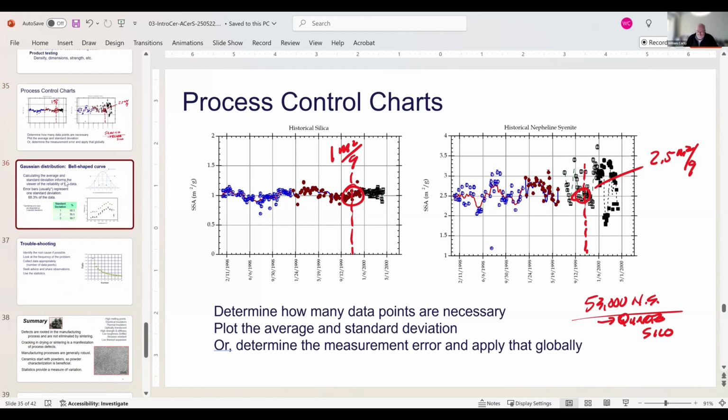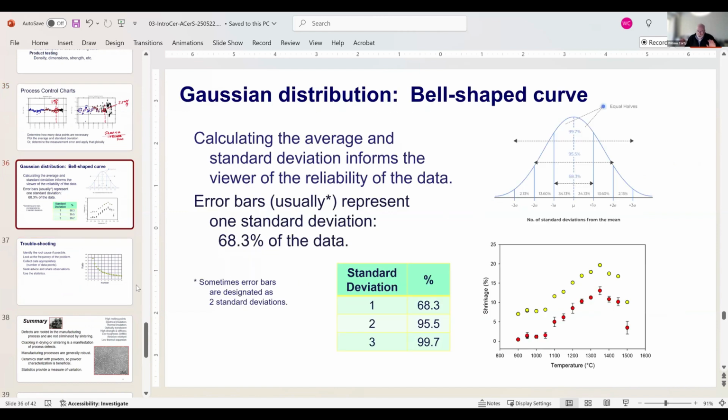So we're going to talk very briefly about statistics. A Gaussian distribution, or a bell-shaped curve. Everyone assumes that their data is normally distributed. And what does that mean? It means you can go into Excel, put in your data set, and calculate an average or a mean value, and then you can calculate a standard deviation.